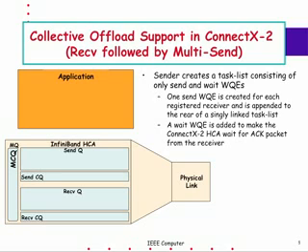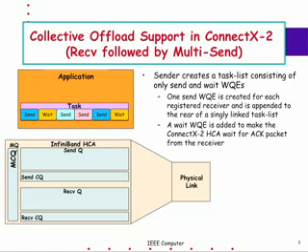Here, initially the sender creates a task list consisting of send and wait work requests, and the task list can have a lot of operations, like wait and send, in the order in which we want to do the operations. Then one send work request is created for each registered receiver and is appended to the rear of the singly linked task list.